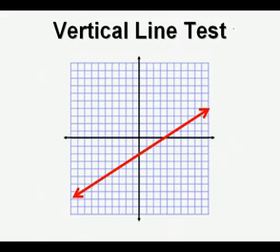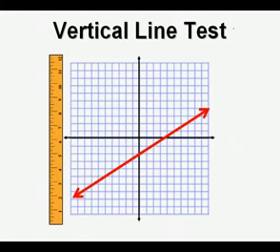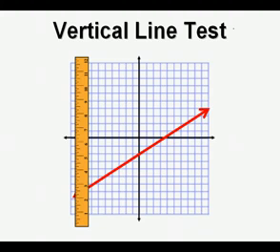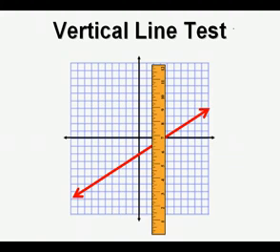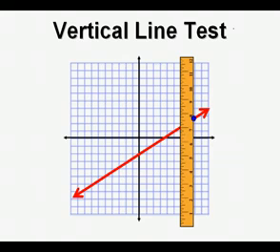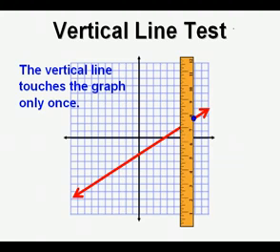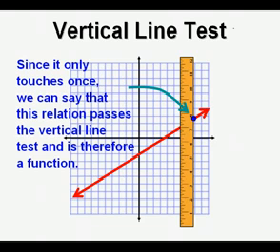And here we have our first relation we're going to check. We have this line that moves from left to right, and so we take this time a ruler and we move it from left to right. And how many times does it touch this line as we move it from left to right? Well, here we see that it only touches the graph once, no matter where we move it. Therefore, since it touched only once, we can say this relation passes the vertical line test and is therefore a function.